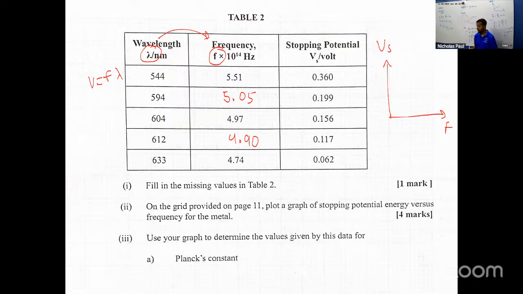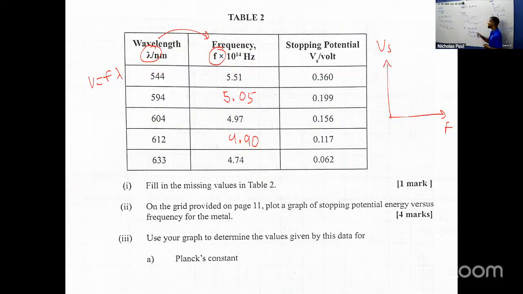And now for the graph. You all linearized already? Right, remember you're using this same one here. What do you want to make the subject again? You're going to make Vs the subject, right? So you rearrange it, you put your eVs here, and you move this here. You'll get hf minus hf naught. And then what will you do? Divide by e. So you'll get Vs is h/e f minus h/e f naught.